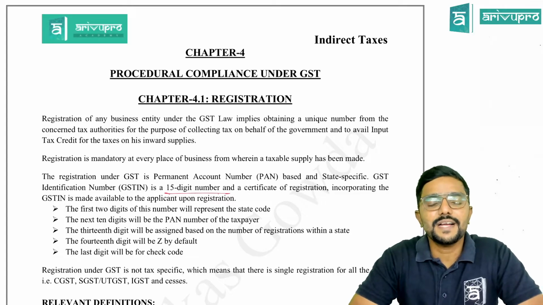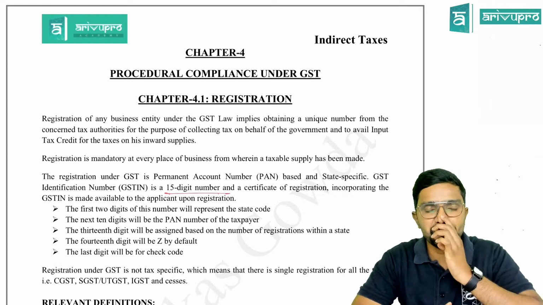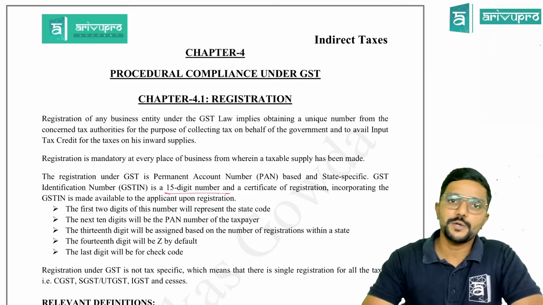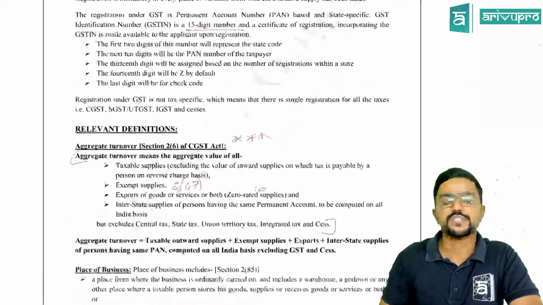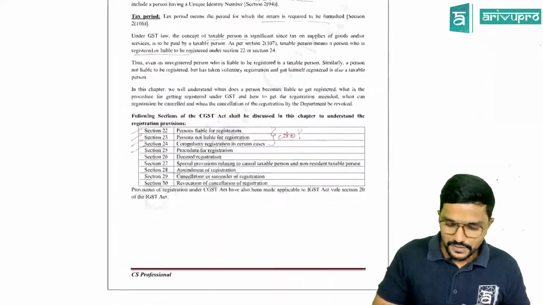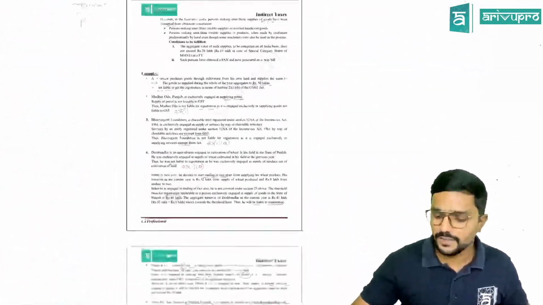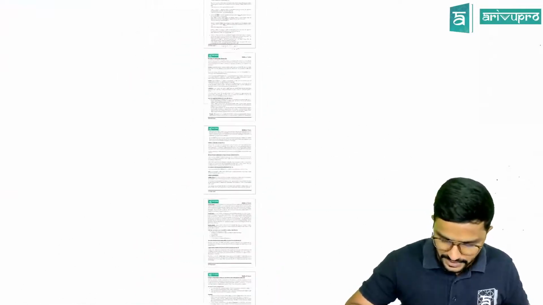Hello guys, welcome back. In our previous video, we had started with chapter 4, in that 4.1, which talks about registration. We have covered sections 22, 23 and 24, which talk about who should get registered under GST. So we will do some problems on this, whatever provisions we have already covered. Come to the problems, which are at the end of this chapter.